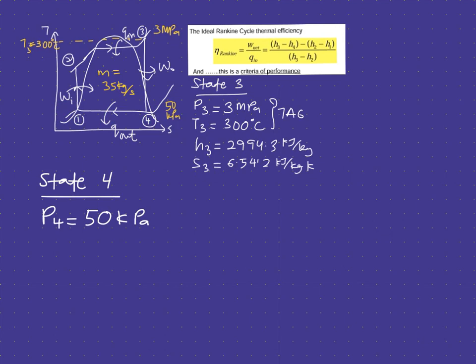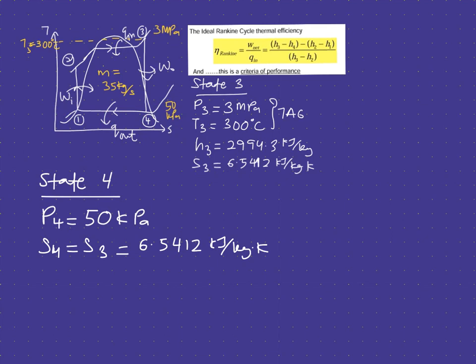Because the problem is a simple ideal Rankine cycle, this is actually an ideal process. So your entropy value is the same at the inlet and the outlet of your turbine. Remember, the outlet from your turbine is the inlet to your condenser. So S4 is equal to S3, which is equal to 6.5412 kilojoule per kg dot Kelvin.